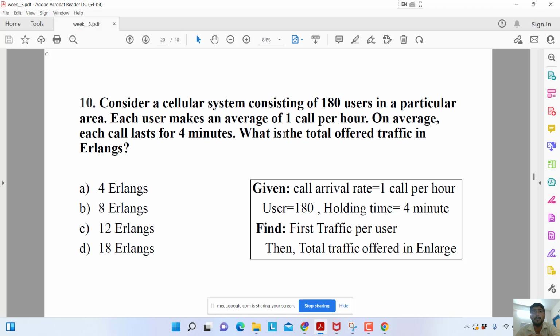What is given? Call arrival rate is 1 call per hour. It means we are getting 1 call per hour. Users are 180, and holding time is 4 minutes. We have to calculate the total offered traffic. To solve this question, first calculate the traffic per user. After that, you can calculate the total traffic offered. If anybody got the answer, can comment.